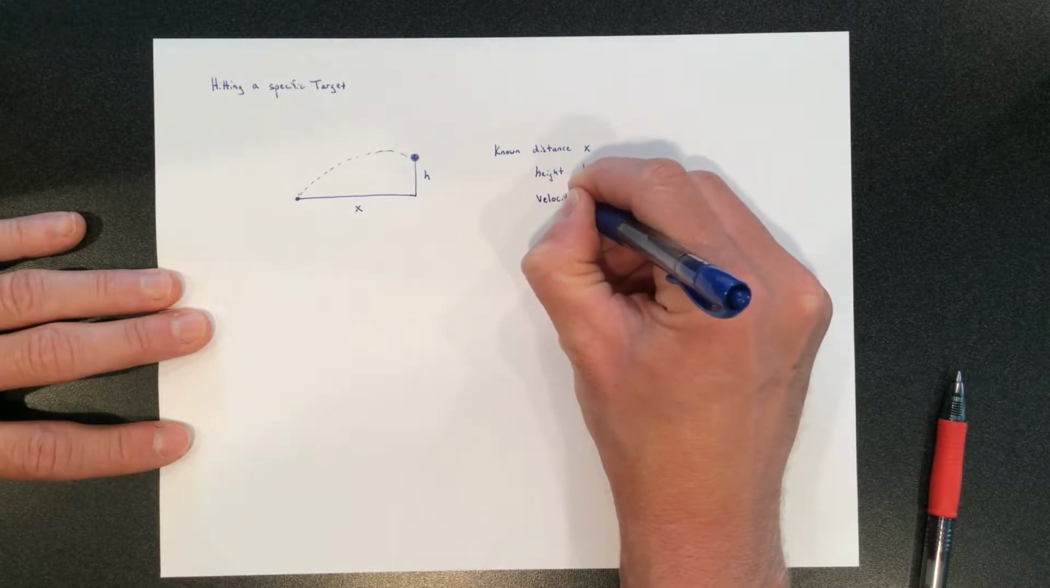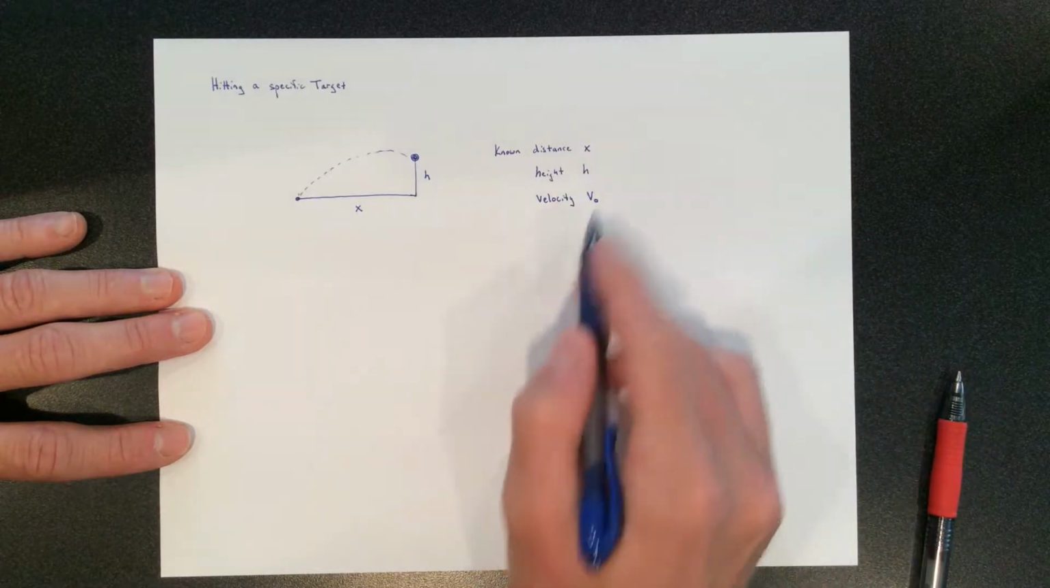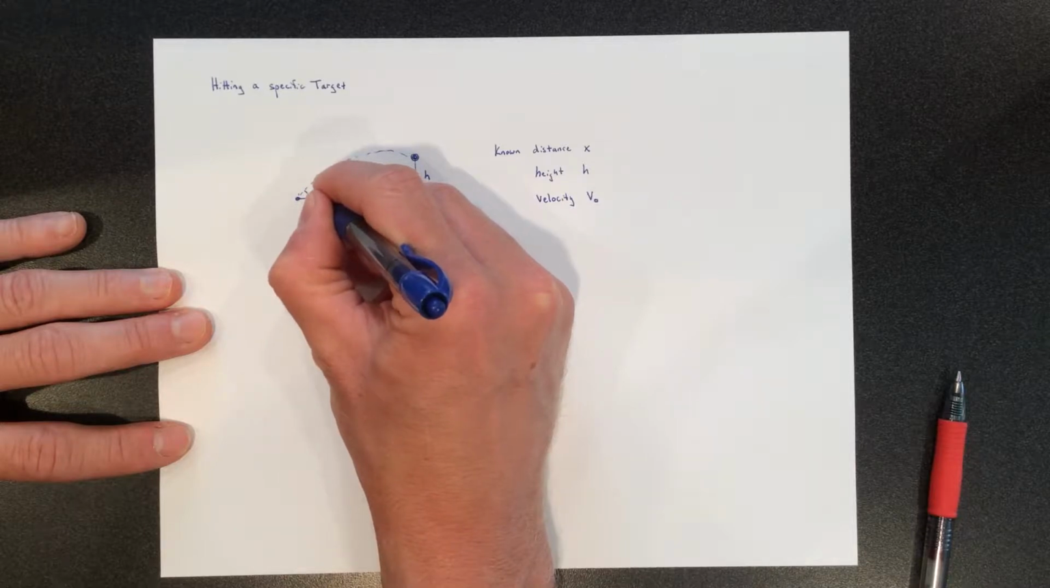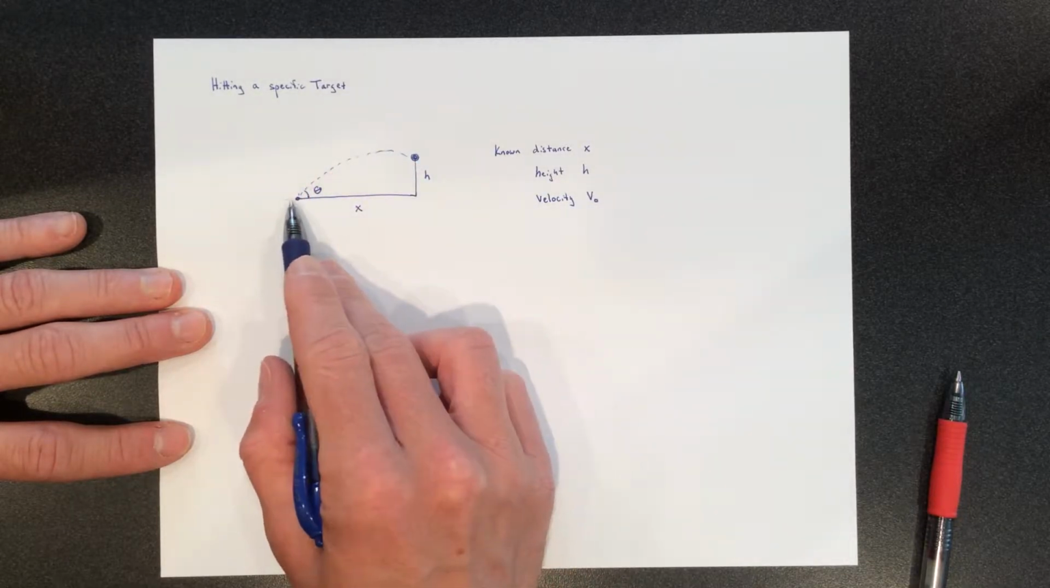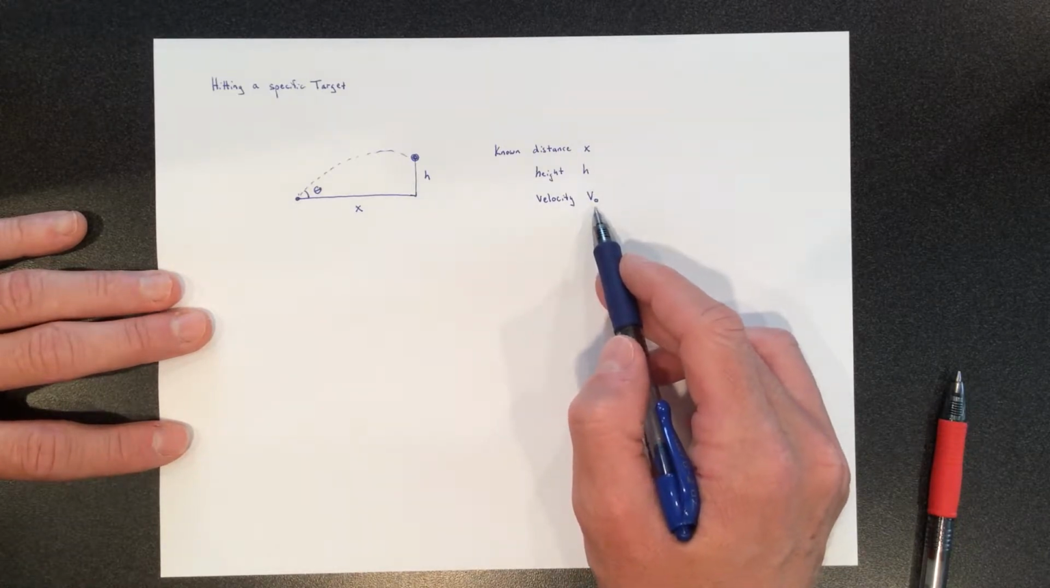Well, in this case, we don't really know the velocity. We just know the speed, right? We just know v naught. So that's what we know here. And what we want to find is the launch angle. What launch angle will make it go a distance x and hit a target h, given that we know how fast it is going to be?